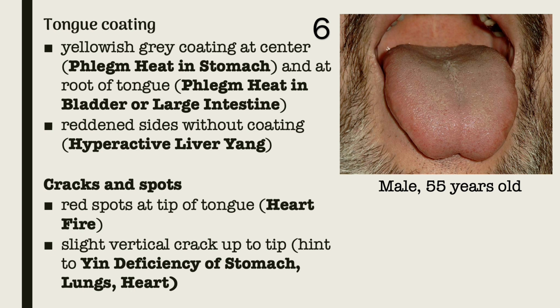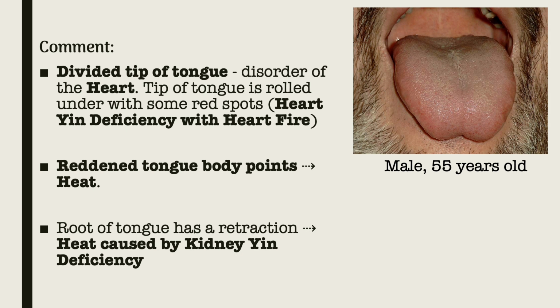Slight vertical crack up to the tip, so hinting to yin deficiency of the stomach, lungs, and heart. The indentation at the tip of the tongue, or the divided tip of the tongue, would mean that there is disorder of the heart. The tip of the tongue is rolled under with some red spots. So this is heart yin deficiency with heart fire.